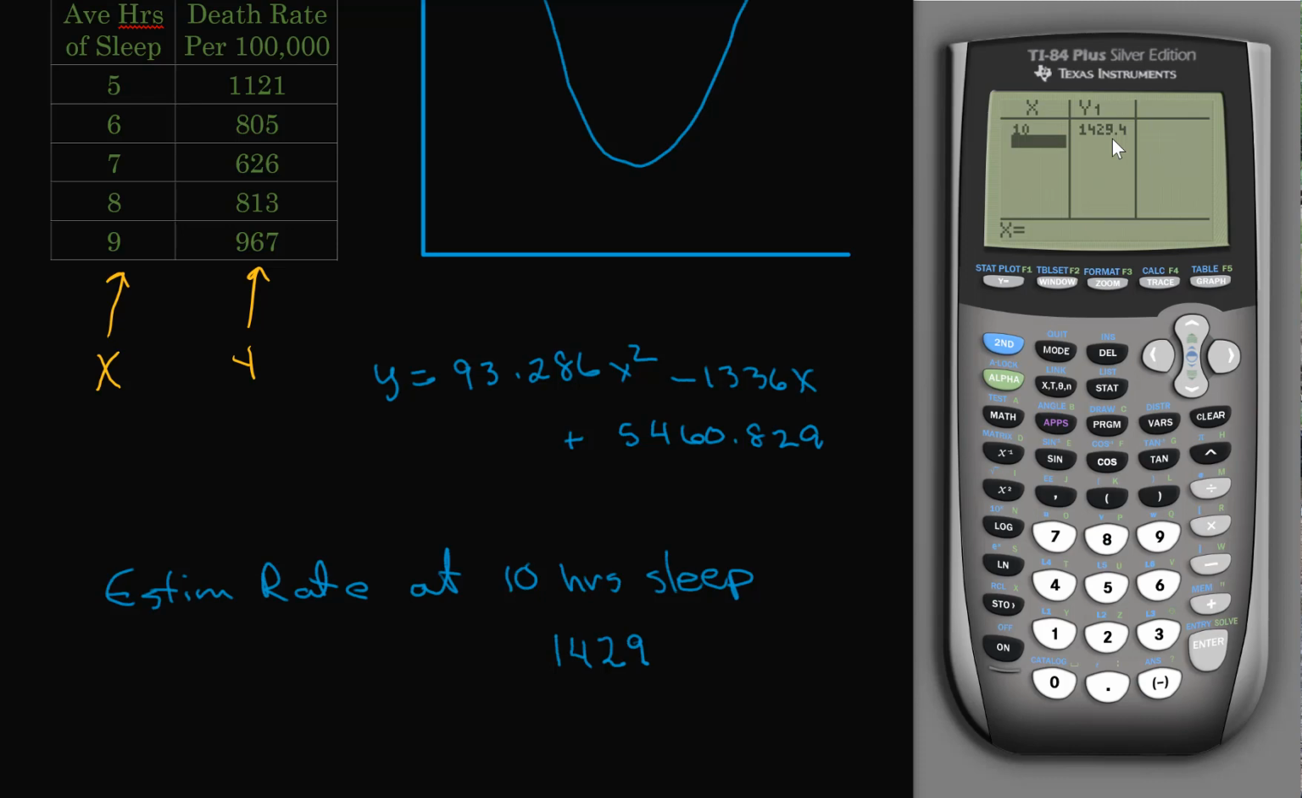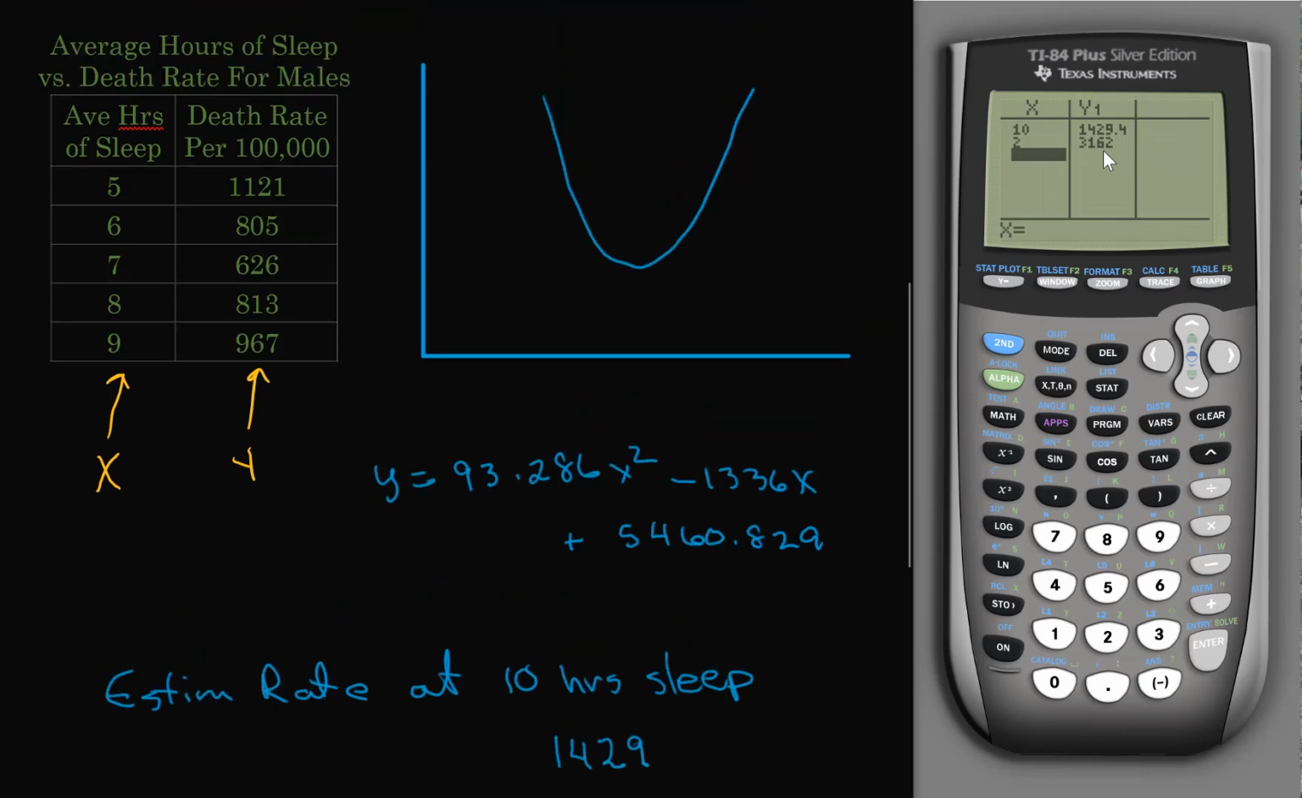If, on the other hand, you were asked what's the death rate, well, let's do something crazy like 2 hours of sleep a night, that's not healthy. And you'll see that the death rate goes way up. Okay, it's almost triple what it is at 5 hours of sleep a night. So what we can do now is we can use this equation to estimate what's going to happen at some point of interest to us.